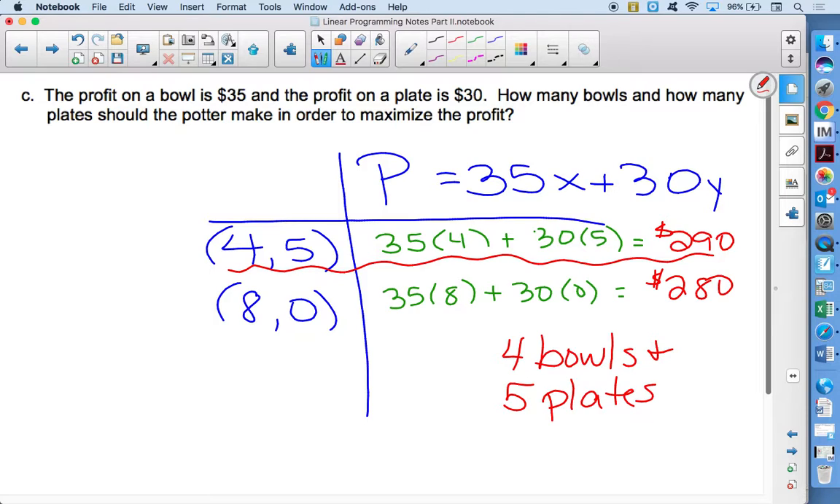Please make sure that you are checking because those values were close. It could have easily gone the other way. So make sure that you're checking those to see which one is the maximum value.